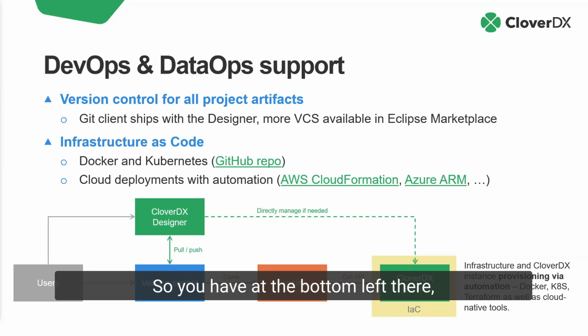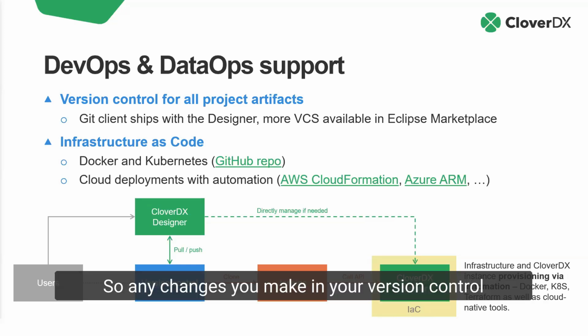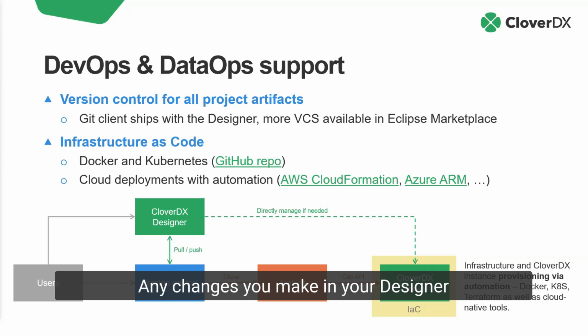So at the bottom left there, you can see the users. They're interacting either with version control or CloverDX Designer. And version control and CloverDX Designer are sort of synced. So any changes you make in your version control system can be pushed to Designer, and vice versa. Any changes you make in your Designer can be pushed to version control.